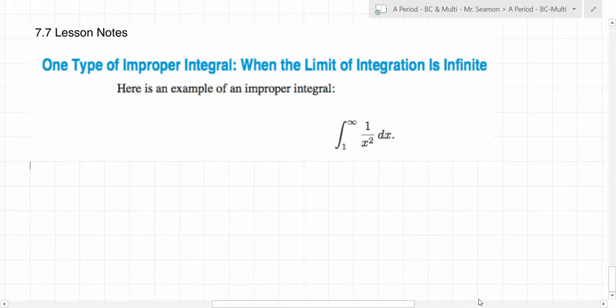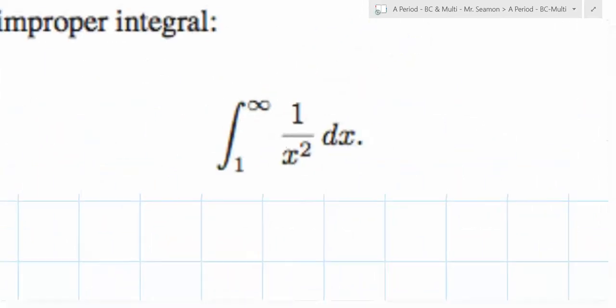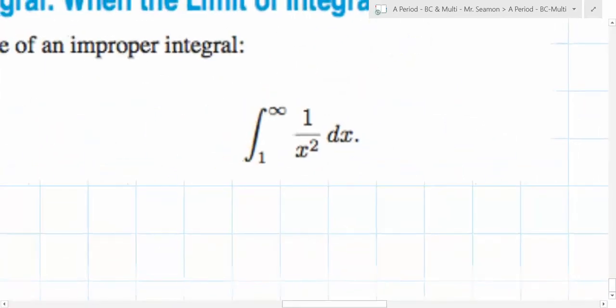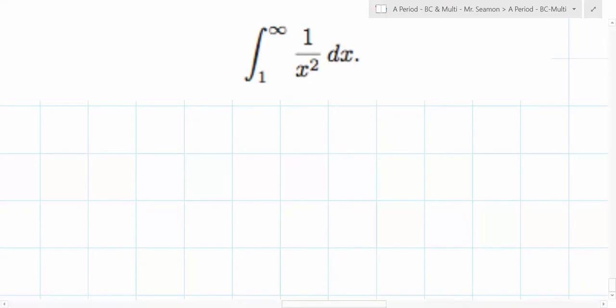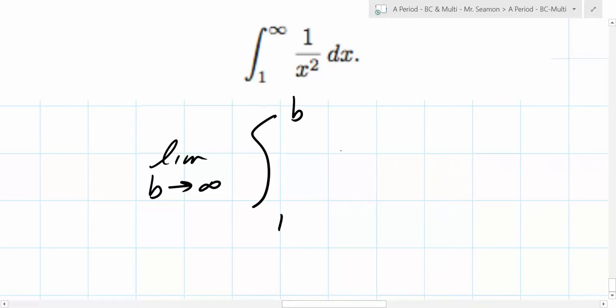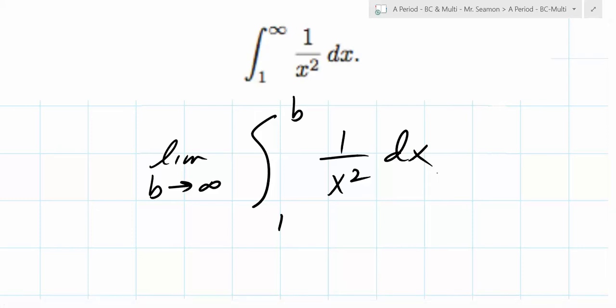So in this case, do you remember how we stated this? You can't just plug in infinity, right? What do you have to introduce to the integral structure? A limit. You're going to rewrite this as the limit as b approaches infinity of the integral from 1 to b of 1 over x squared dx. So you write the integral, and then you run it as a limit. That's the only thing that changes. So that's the first type of improper integral.